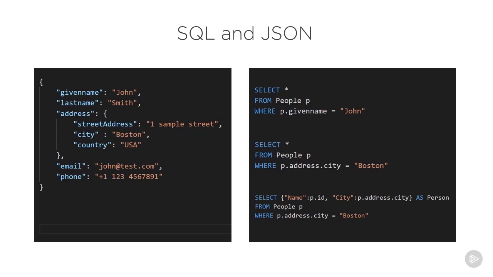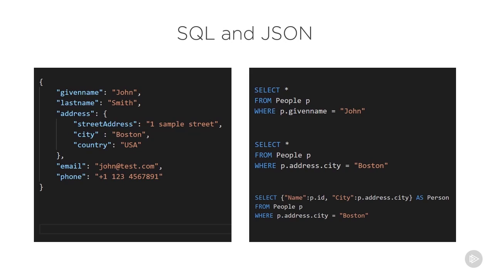So as you can see in the third query, I am selecting the item's ID and item's city, but I'm going to project them into a new JSON object with two properties, name and city. And I'm going to only select objects which have the nested property of city equals Boston.